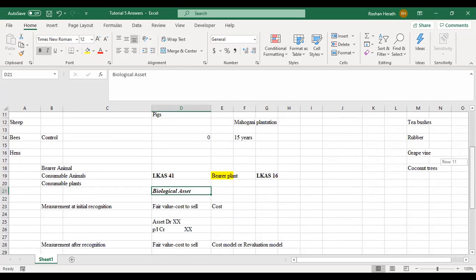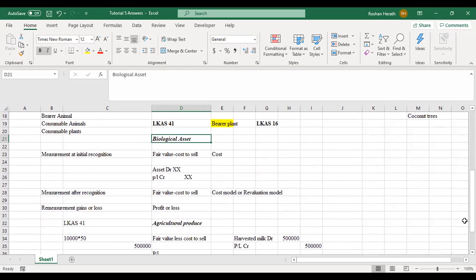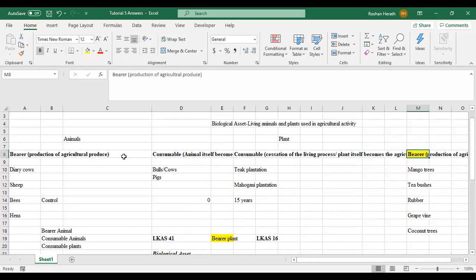What did we say? Biological asset. What we take from them is a detachment, right? We saw that in bear plants and bear animals, there is a detachment from the biological asset. For example, the milk from dairy cows, the mangoes from mango trees, the tea leaves from tea bushes. That is detached, and that is the bearer plant.